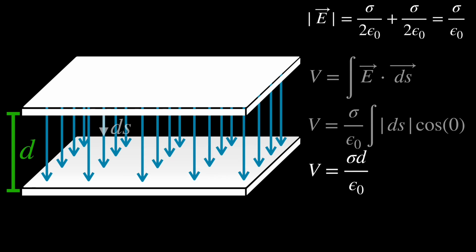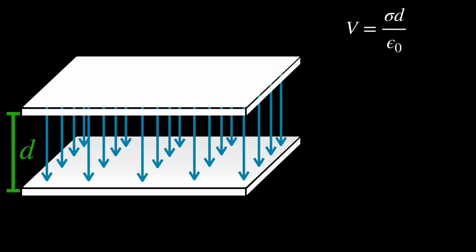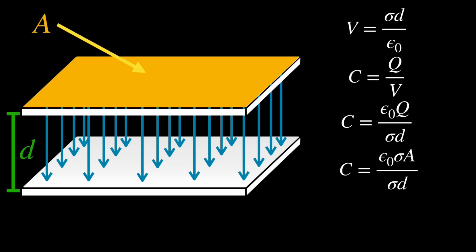We're now almost done. Just sub that potential difference into the definition of the capacitance, and notice that we still have a sigma and a q, which we don't want. But the total charge q is just sigma times the area of the plate. So the sigmas cancel out on the numerator and the denominator, and we're left with the formula.